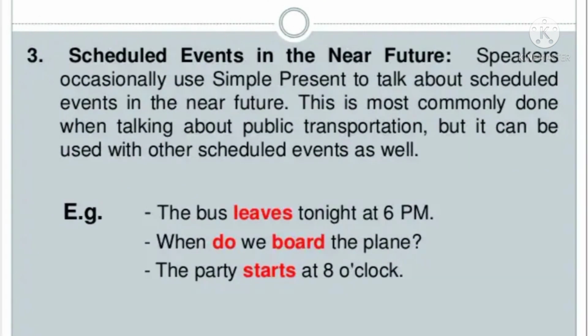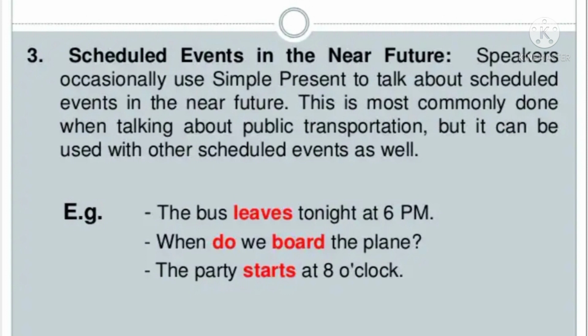The third usage is to say about scheduled events in the near future. This is most commonly done when talking about public transportation, but it can be used with other scheduled events as well. For example, the bus leaves tonight at 6 p.m. This is already scheduled, even if it is happening in the future. For example, now it is only 10 o'clock a.m. and the bus leaves only at 6 p.m. Still we use present tense because it's already planned.